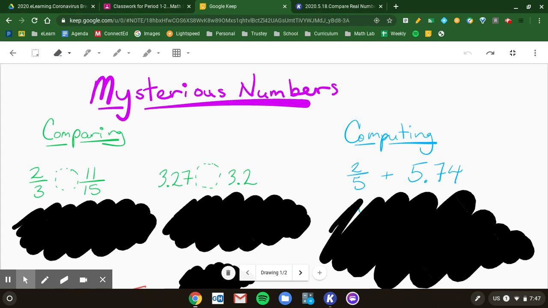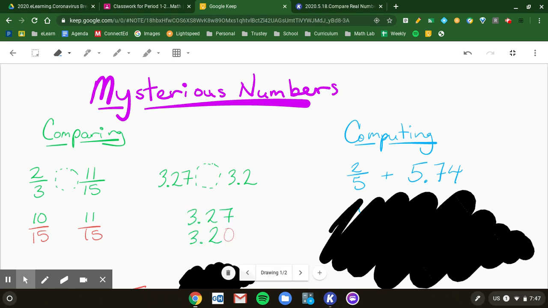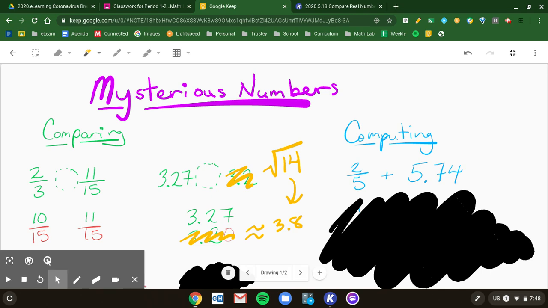Now, we also explored these mysterious numbers. So for instance, if you're comparing 2/3 to 11/15, get common denominators, real easy to see which one is bigger. If you're comparing 3 27/100 to 3 2/10, maybe add in a little place value. The trick of it is, what happens if you were to compare 3 27/100 to something like the square root of 14? In that case, we're going to have to come up with a decent estimate. Maybe it'd be 3 8/10. And then you can quickly see which one's going to be smaller, which one's going to be greater. But we are going to have to learn and use our skills from last week to estimate.